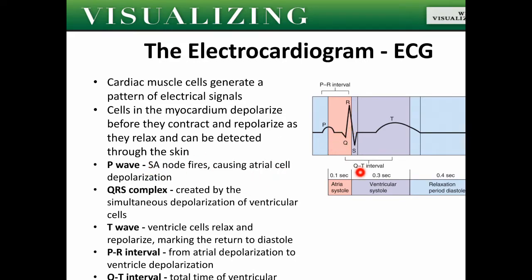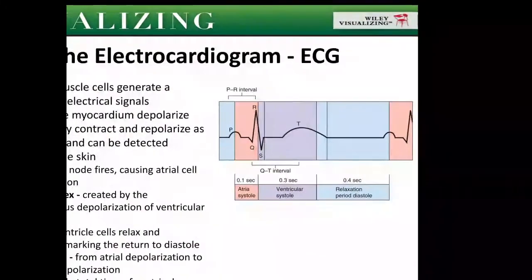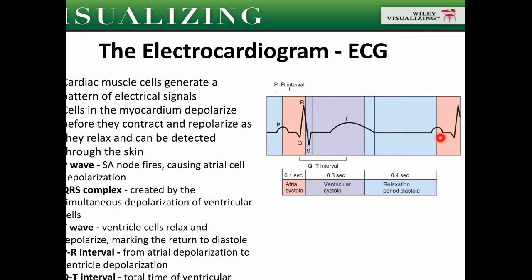Then you have the QRS complex, created by the simultaneous depolarization of the ventricular cells. It looks a bit like a complex waveform, but it signals the triggering of the ventricular systole, the contraction of the ventricles. And then you have the T wave, as the ventricles relax and repolarize, making the return to the diastole. So the T wave here is the repolarization of the heart. You will have a relaxation period after your T wave.